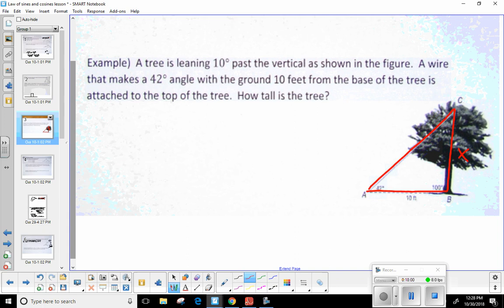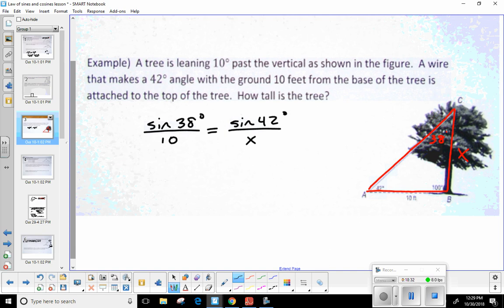There we go. We've got to find that third angle. So 100 plus 42 is 142. So what's 180 minus 142? 38. So this missing angle right here should be 38 degrees. Okay, so walk me through. What should I write down? Okay, so sine of 38 degrees over 10. That's my pair. Sine of 42 over x, or a, whatever it is you want to call it.